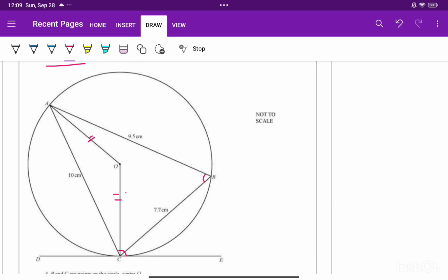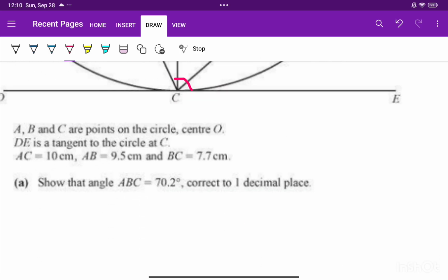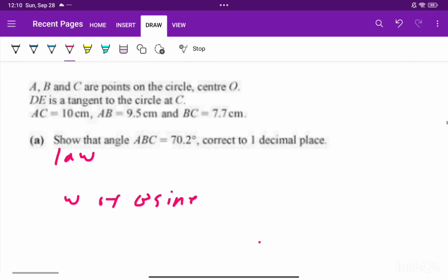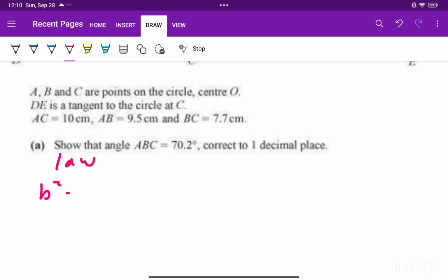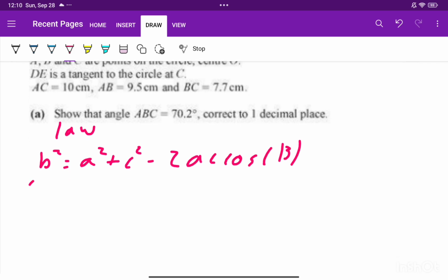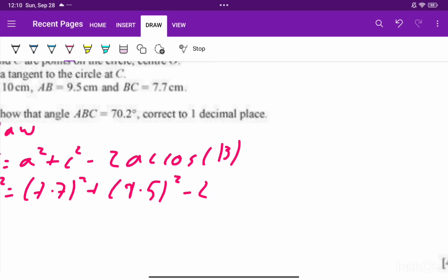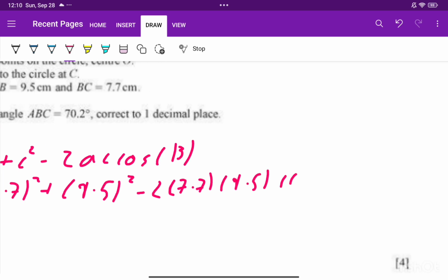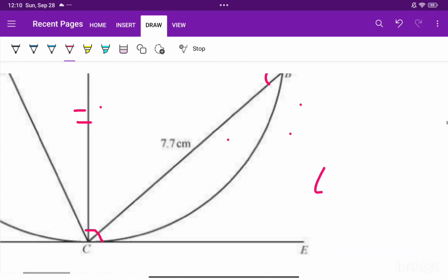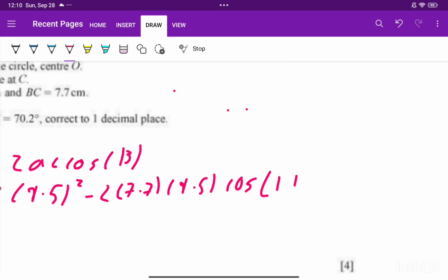So we can use the law of cosine in this question. So B squared is equal to A squared plus C squared minus 2AC cos B. So over here B will be 10 squared, A will be 7.7, C will be 9.5, minus 2 times 7.7 times 9.5 and cos, we have to find cos ABC.